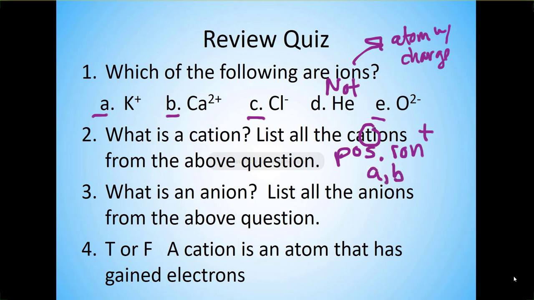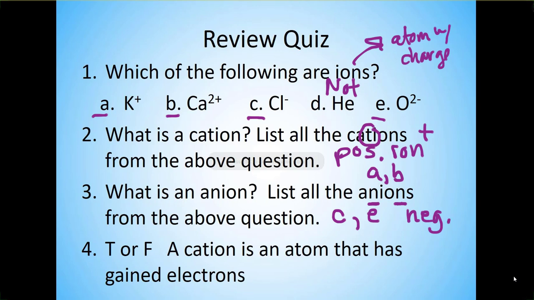Number 3, what is an anion? An anion is a negative ion, and there's 2 of those. So C and E. And again, they are negative ions, and I remember that because in the word anion, there's 2 N's. So that stands for negative.